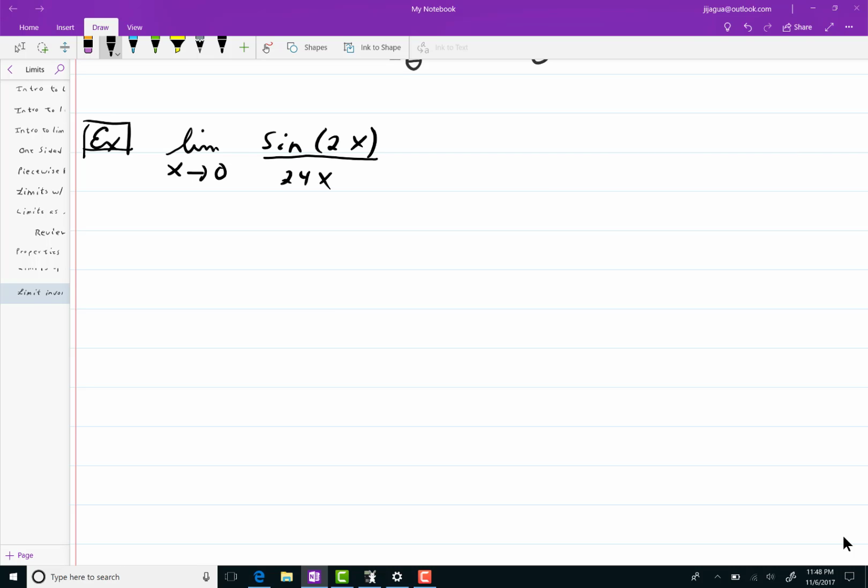Now what I've got to have is, when I say sine of theta over theta, I can't evaluate this limit right now because there's not a 2x in the denominator, there's a 24x. I've got to manufacture a 2x in the denominator. So that's easy enough. 24x is equal to 12 times 2x.